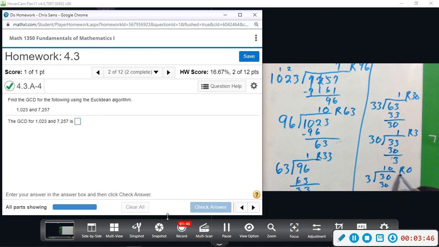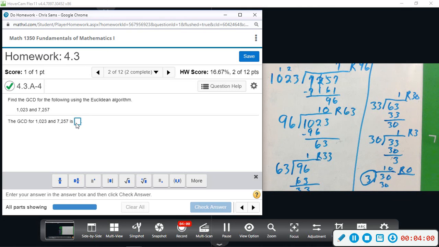Okay, so at that moment when we get a remainder of 0, this is our greatest common divisor. So we just keep doing this method until we get a remainder of 0, and we get a remainder of 0 once we divide it by 3. So 3 is going to be our greatest common divisor.